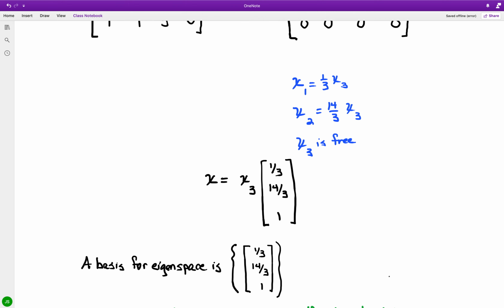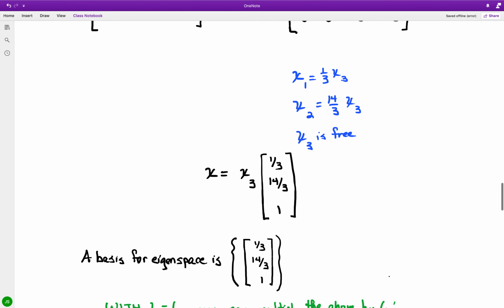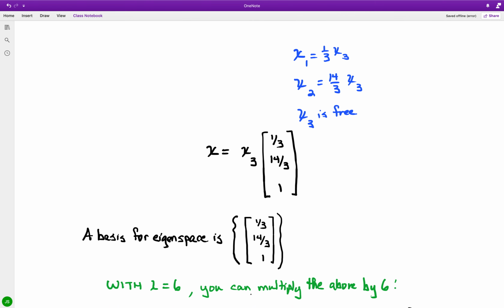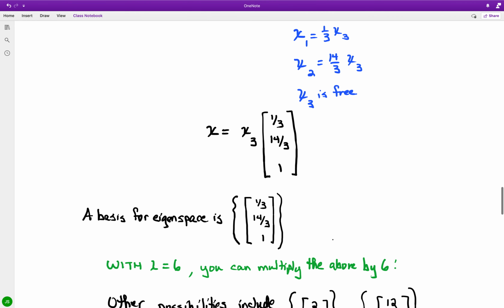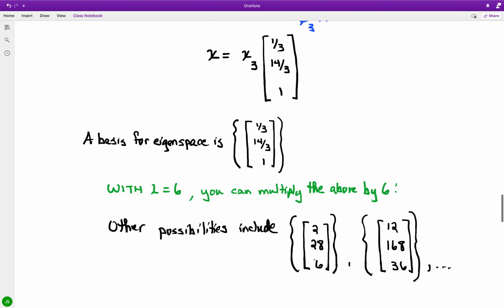But if you want to rewrite this without fractions, since the eigenvalue is 6, you can multiply the set by 6. Multiplying 1/3, 14/3, and 1 by 6, another basis could be 2, 28, and 6. Or going even higher, if I multiply by 6 again, I could have 12, 168, and 36. So these are among the possibilities as a basis for the eigenspace.